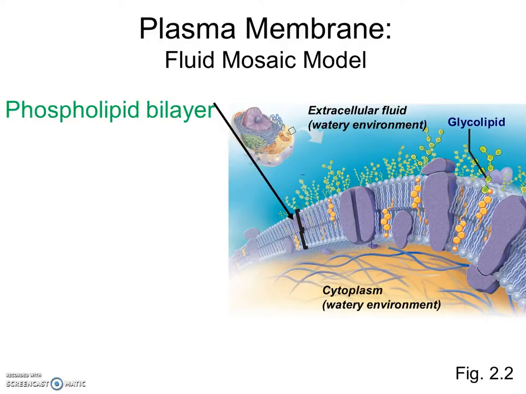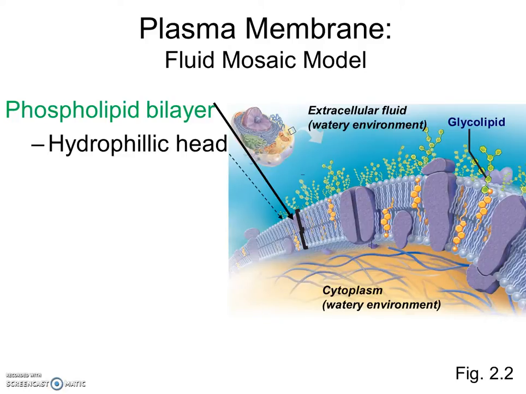One of the main structures in the plasma membrane is your phospholipid bilayer. And you can see that right here. Here is one layer, and then right below it is a second layer. So that's where the word bi comes in. Bi means two, and these are all phospholipids. So there's two layers of phospholipids.